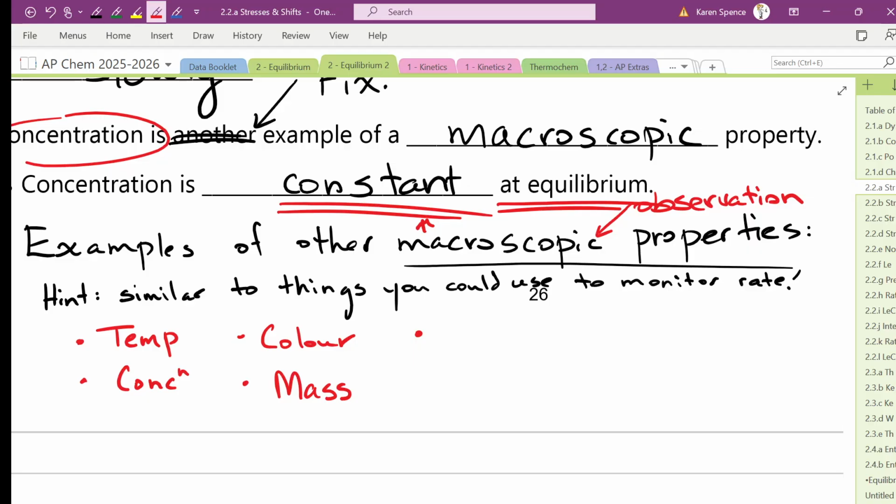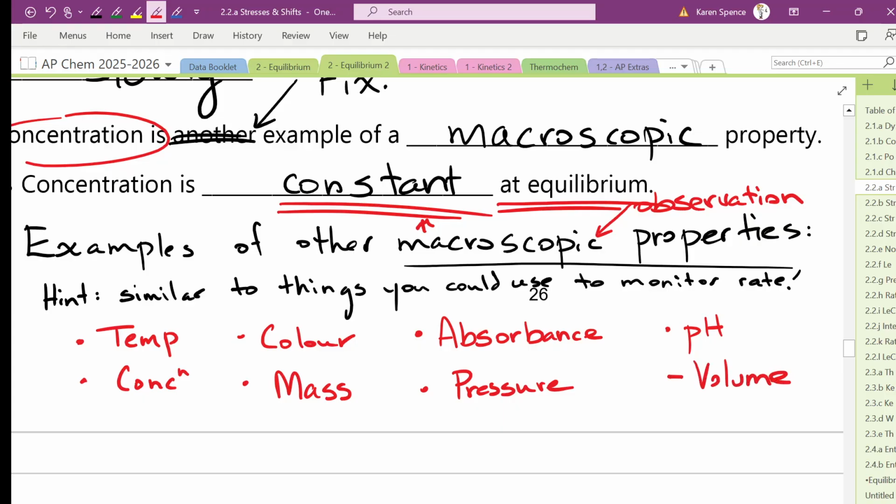Absorbance. Yeah, that goes with color too. Absorbance, pressure, pH, volume. Okay? All of those are macroscopic properties and all of them are constant at equilibrium. Yes?